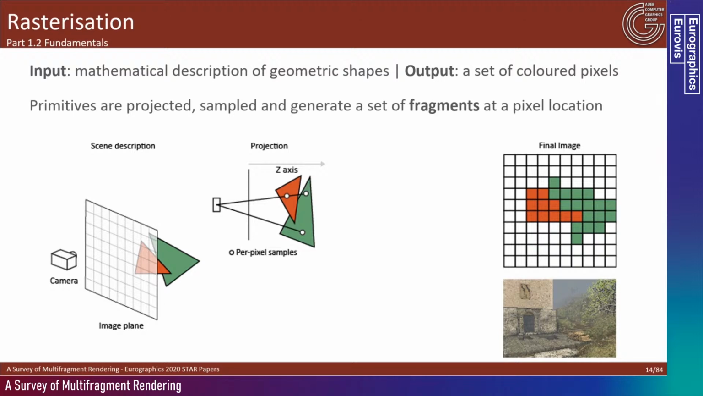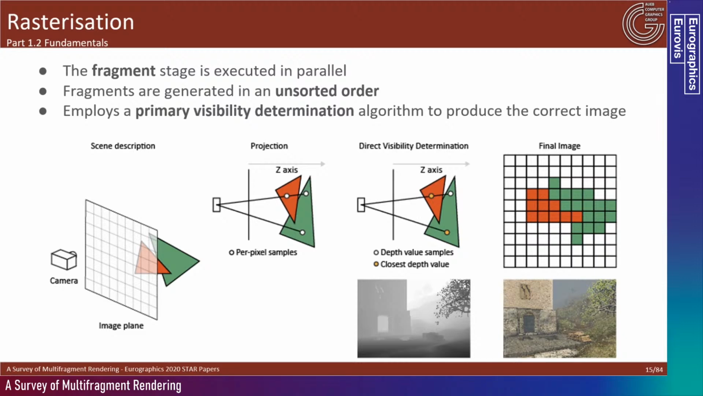In its simplest form, a rasterization process receives as input a mathematical description of geometric shapes, and the output is the raster, or a rectangular grid of color pixels. In this process, primitives are projected to the image plane, sampled usually at a fixed spatial rate, and in the end they generate a set of fragments at a specific pixel location. What is important to remember here is that the fragment generation stage is executed in parallel. So this essentially means that the fragments are generated in an unsorted order.